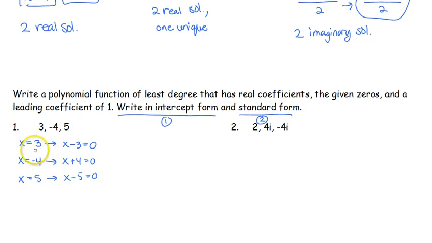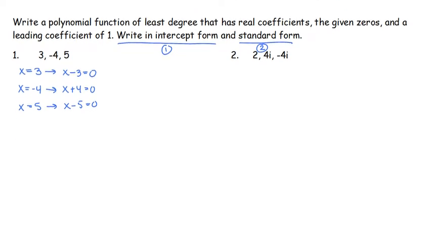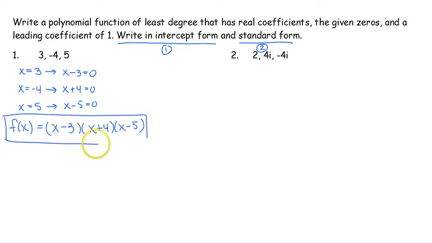So if I tell you x is equal to 3, x minus 3 was a factor, which gives us factored form. f of x is equal to x minus 3, x plus 4, and x minus 5. So that's part 1 of the problem. Part 2 is writing in standard form, and this is going to take us back to our notes from 6.3, where we've got to multiply those three binomials together.